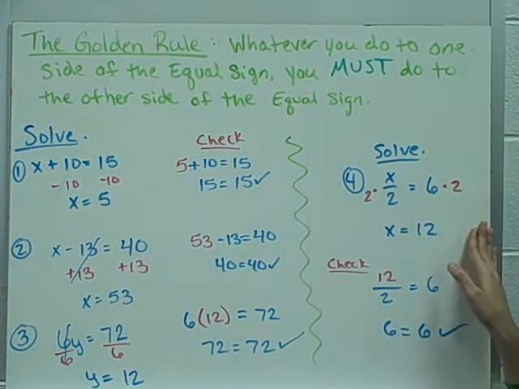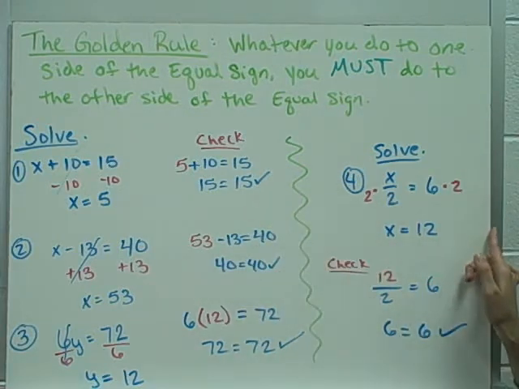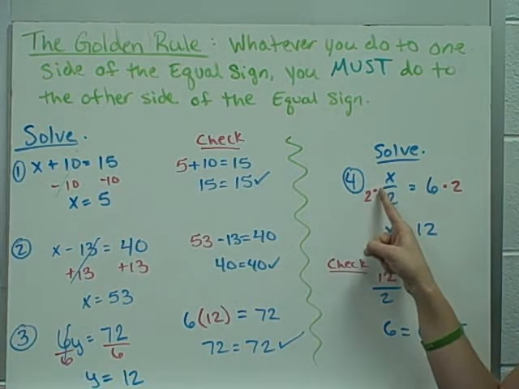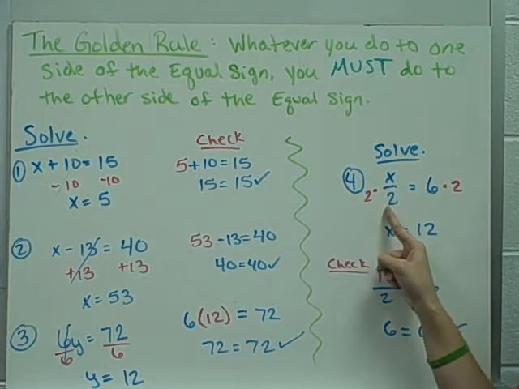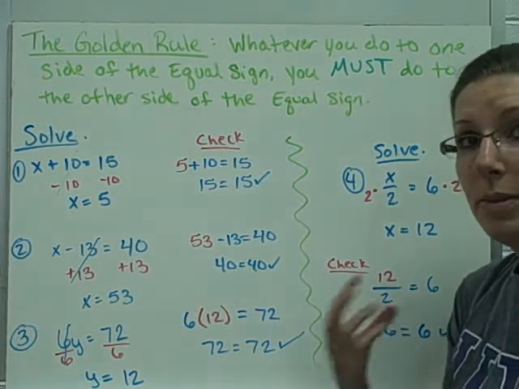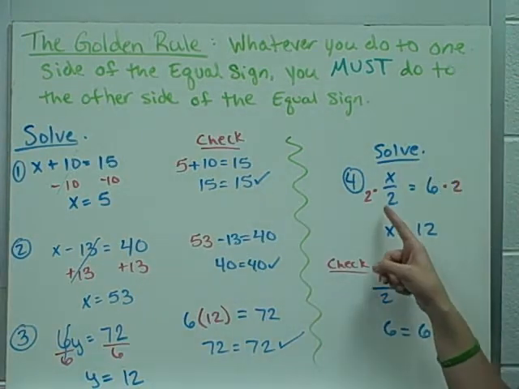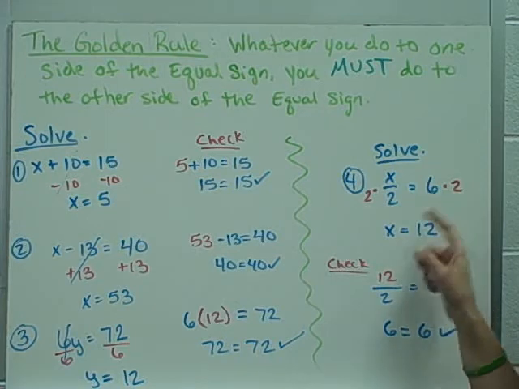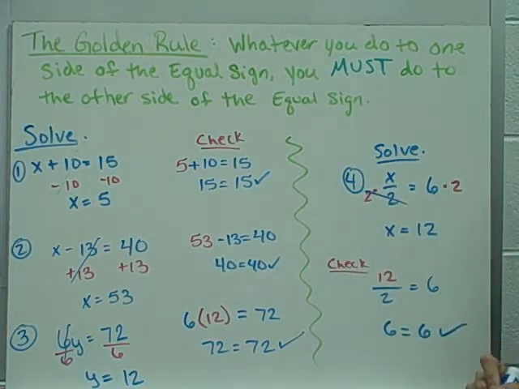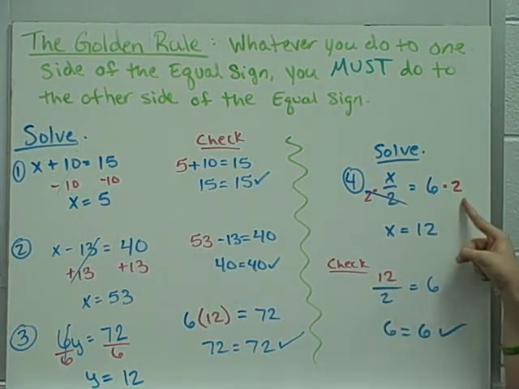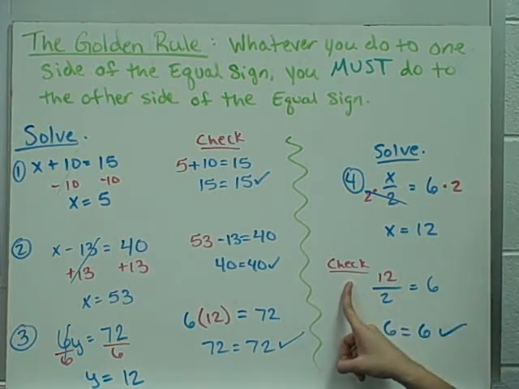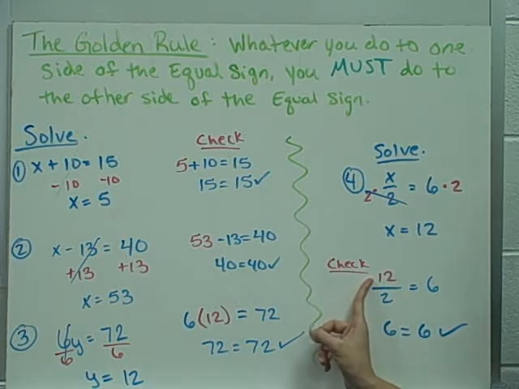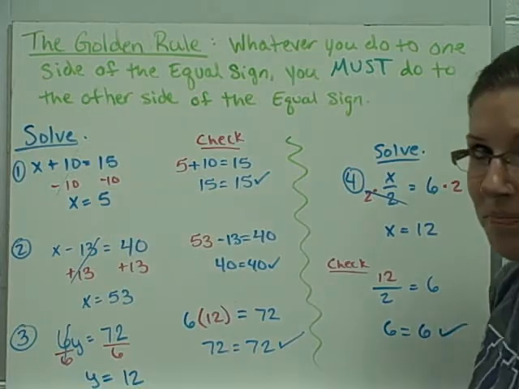One last example of these one-step equations. I have x divided by 2 equals 6. So I have to undo the divided by 2. What undoes division? Multiplication undoes division. So I'm going to multiply both sides by 2. This cancels out, so I've just got x by itself. 6 times 2 is 12, so x equals 12. I need to check my answer, so I plug in 12 for x in the original problem. 12 divided by 2 is 6, and that is a true statement.